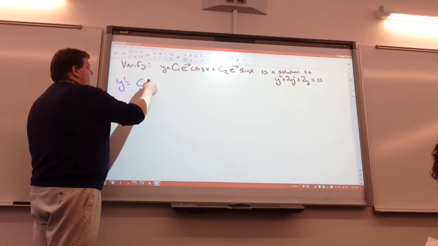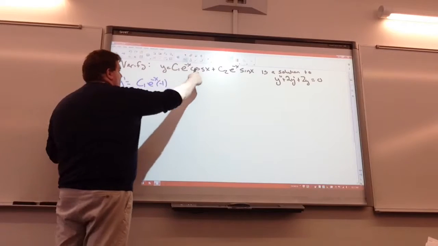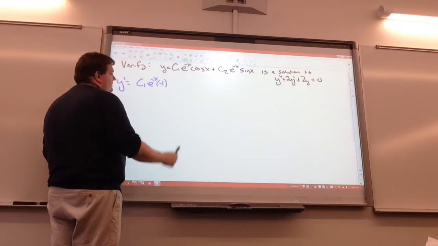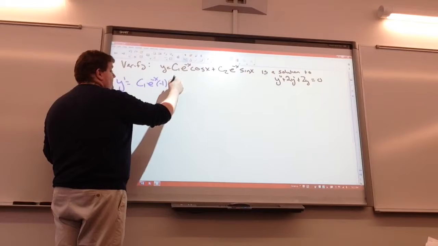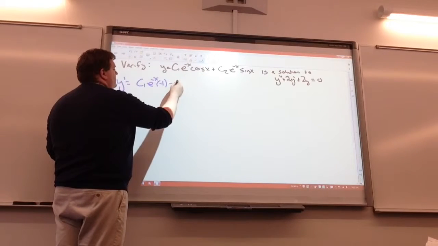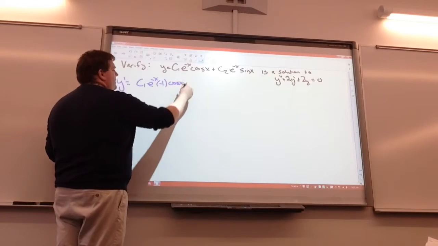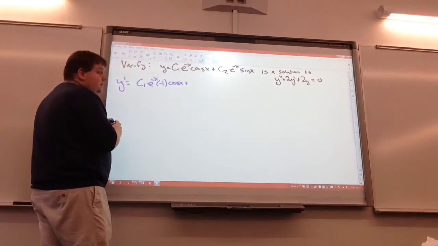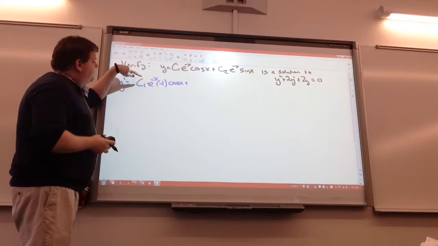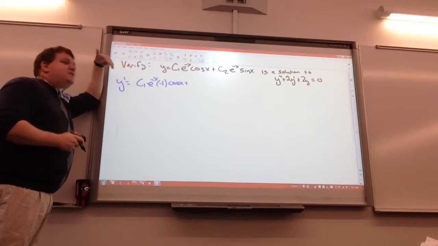Negative c sub 1 e to negative x, times negative 1. Derivative of cosine of x is negative sine, minus sine of x. But doesn't cosine stay the same? Oh, that one does stay the same. Plus, where does that negative one come from? It's the derivative of e to the negative x, times the derivative of negative x.